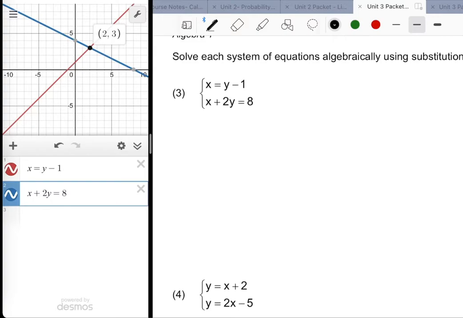Not an algebraic solution. All right. So if you need to make a note of that, please do so. Guess and check is not algebra.